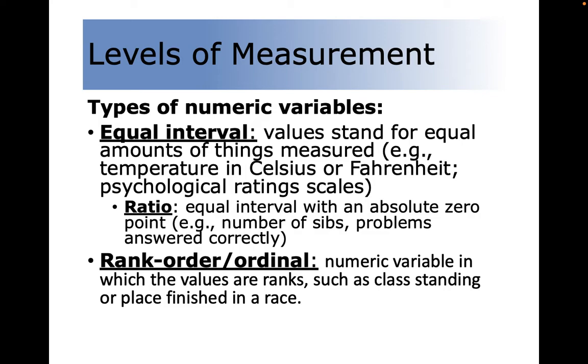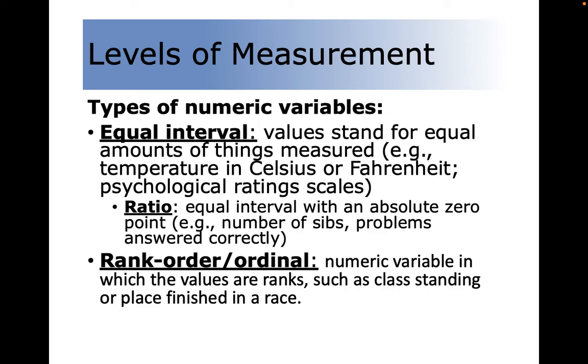Most psychologists also consider psychological rating scales as roughly equal interval. So the 1 through 10 excitement about statistics rating scale that I've been using as an example is considered an equal interval scale because it is assumed that the difference between an excitement rating of 4 and 5 means the same as the difference between a rating of 7 and 8. In both cases, it's a difference of 1, and that is assumed to be equal.